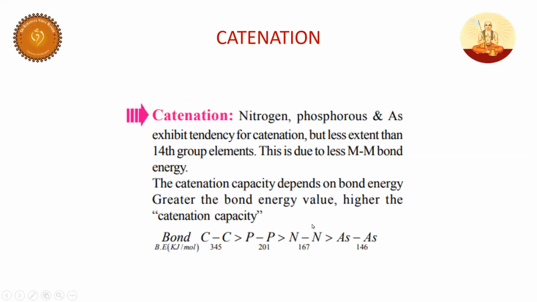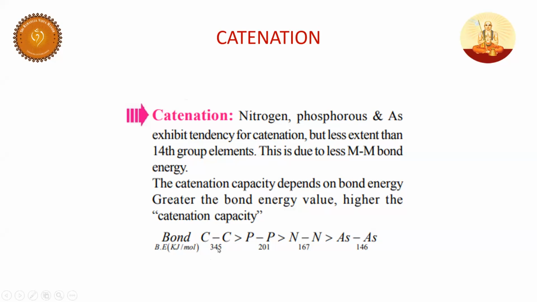Well, so let us understand catenation. What is the meaning of catenation? Anybody? So self-linkage of atoms. Yes, it's a self-linkage of atoms. So the self-linkage depends on bond energy. Very, very important. Please have a close look at the bond energies.